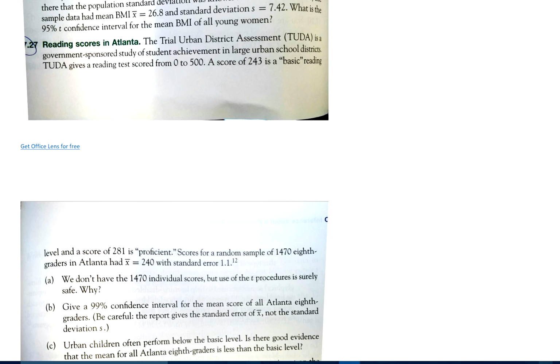Okay, 27. The Trial Urban District Assessment, a government study for student achievement in large urban school districts, gives a reading test scored from 0 to 500. 243 is a basic reading level, 281 is proficient. Scores from a random sample of 1470 had X bar is 240, standard error is 1.1.